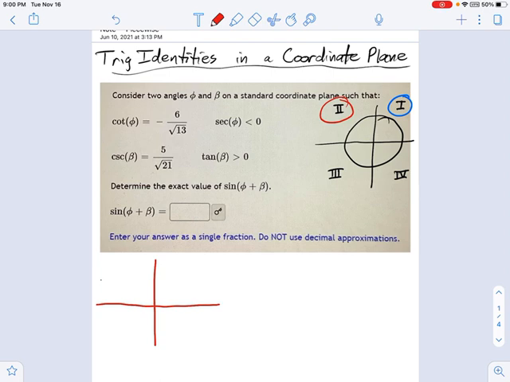So in quadrant 2, that's a triangle like this. And it says the cotangent of that angle right there, phi, is negative 6 over root 13. Now cotangent means adjacent over opposite. So there's root 13, and I have negative 6 over here. So this one's almost done. Use a little Pythagorean theorem, and we can get something for the hypotenuse. What is this? 7, I think, because we have 36 plus 13 equals 49. Square root of that is 7.